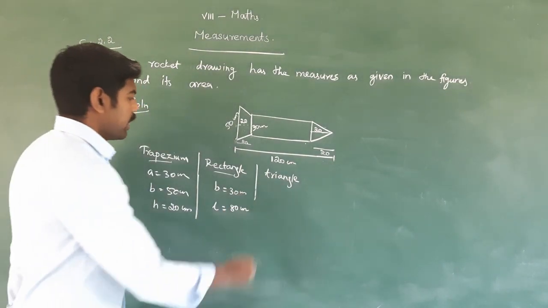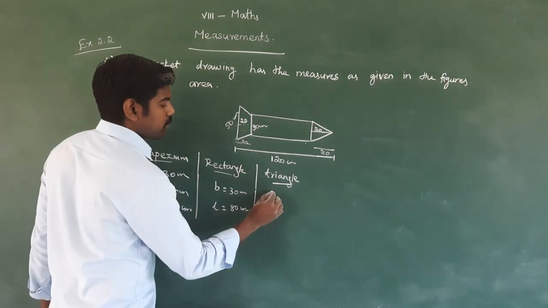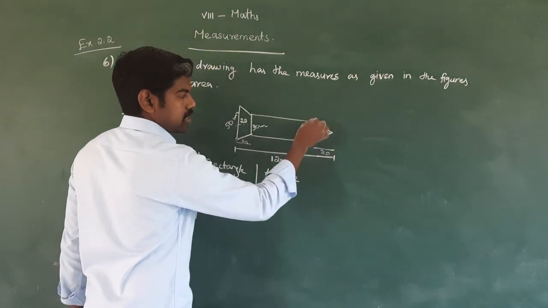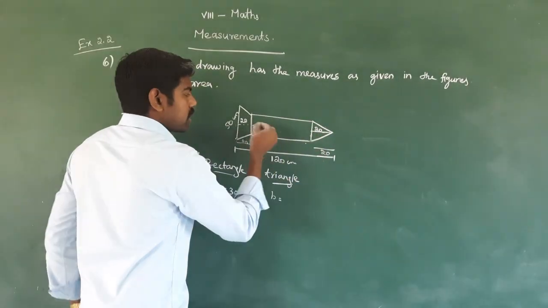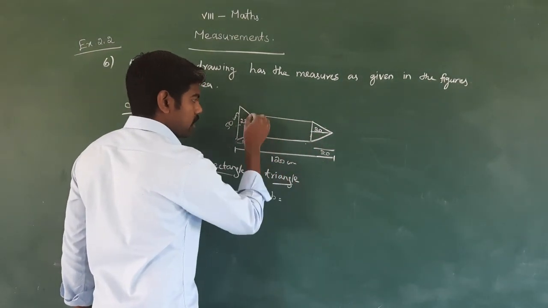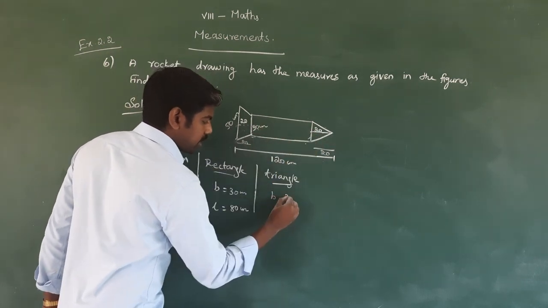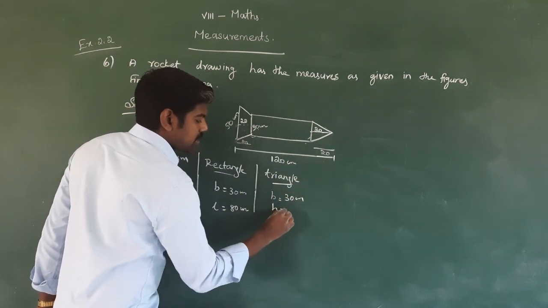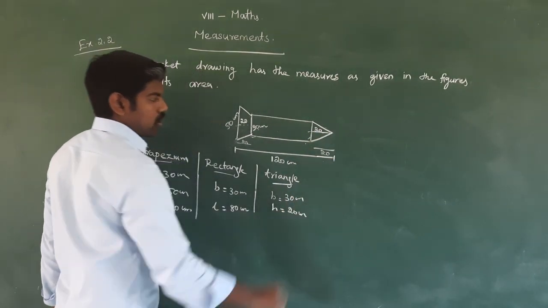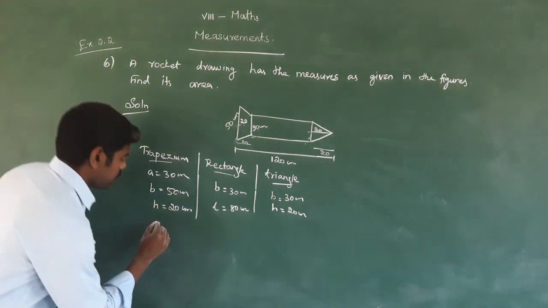You understand? Next, triangle. We want base and height. What is the base? This is the base, correct? What is the length? This is 30 because this is a rectangle, so opposite sides are equal. So base is equal to 30 centimeter and the height is equal to 20 centimeter. Okay. So what is the required area?